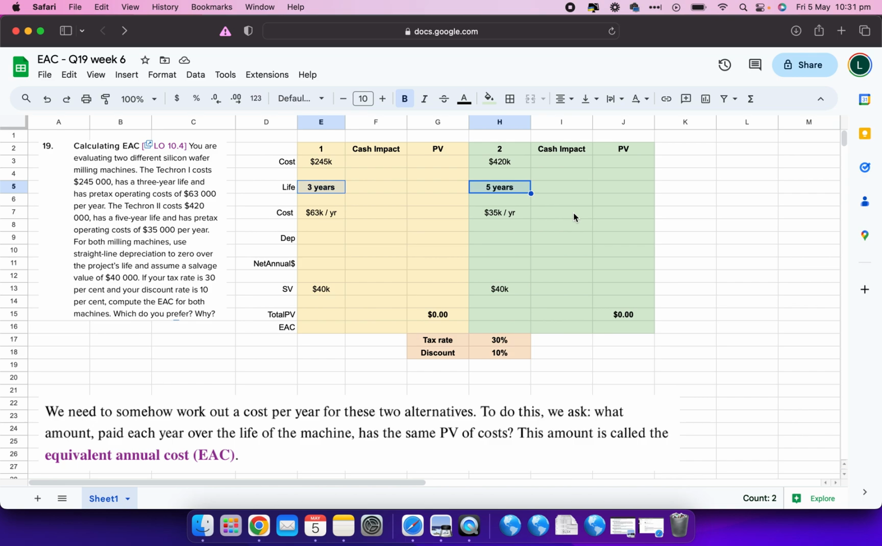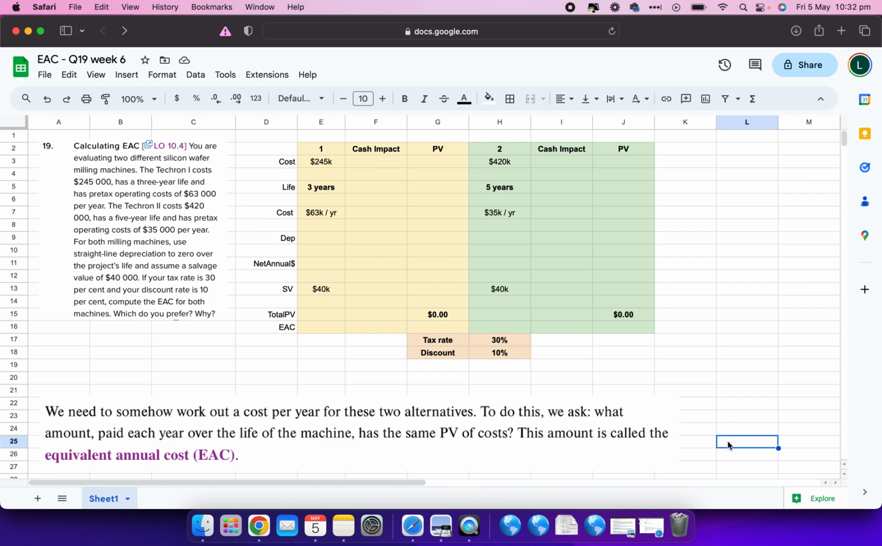EAC. So this is just an extract out of the e-text. It just says, this is relating to another question, but I thought it summed it up pretty well. We need to somehow work out a cost per year for the two alternatives. To do this, we ask what amount paid each year of the life of the machine has the same PV of costs. The amount is called EAC. So that's what we're trying to do.